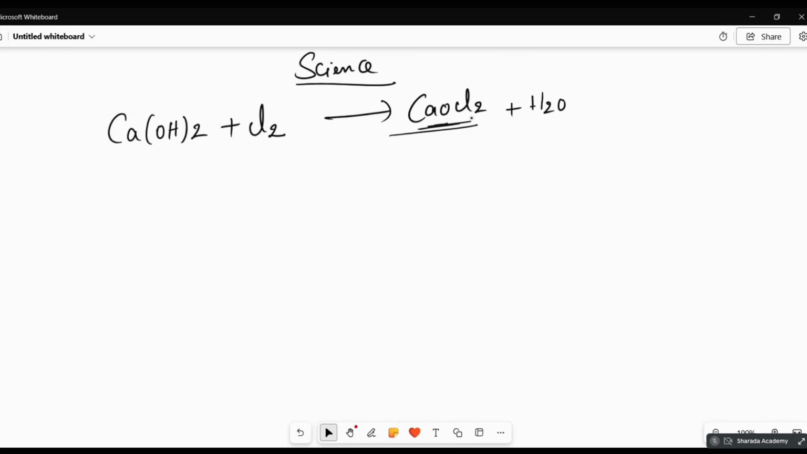NaHCO3, sodium bicarbonate or sodium hydrogen carbonate. That is the baking soda. How is it formed? Correct. By heat, it forms Na2CO3 plus H2O plus CO2.